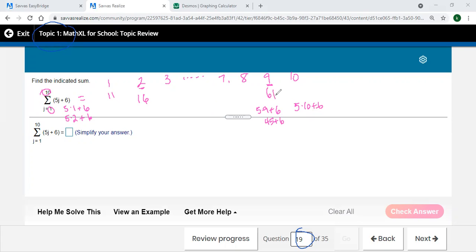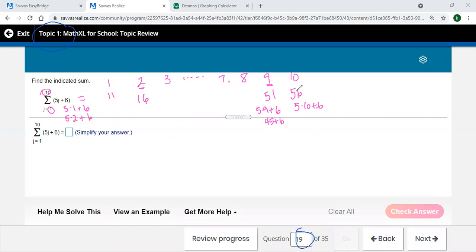Wait a minute, 61 shouldn't be right then. This should have been 51, right? That was too many. I'm getting more on the next one. Take that out. 45 and 6 would be 51, not 61. And then this would be 56.